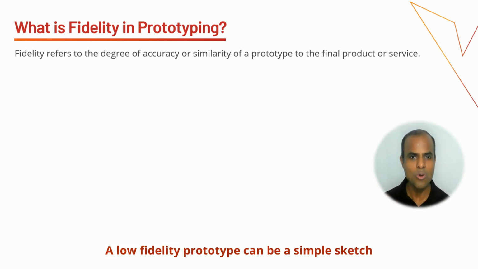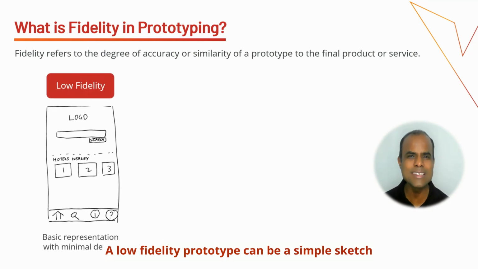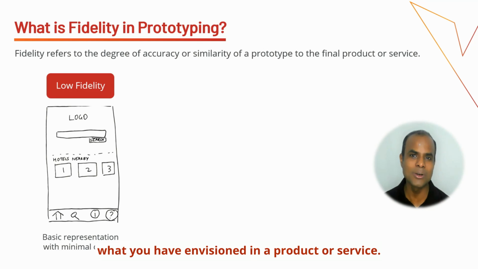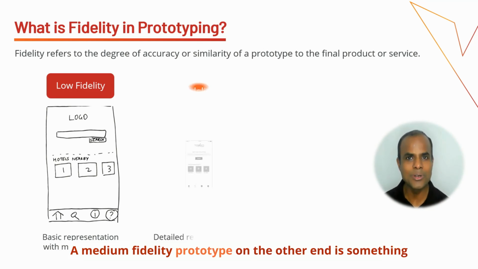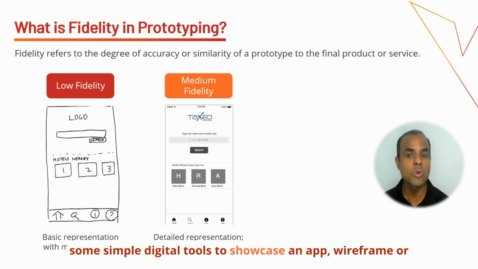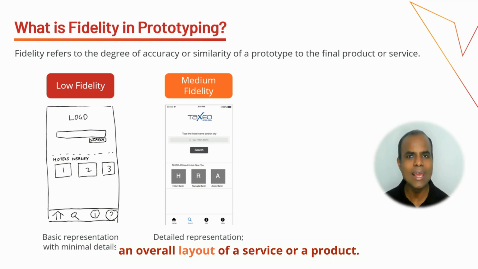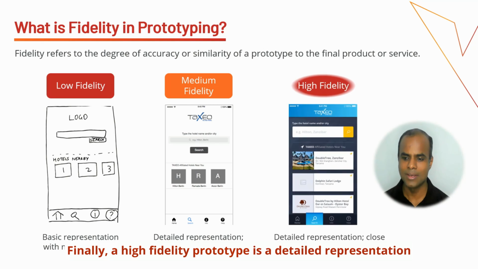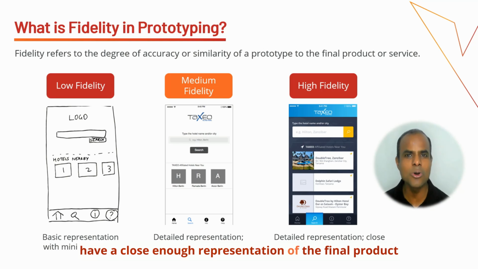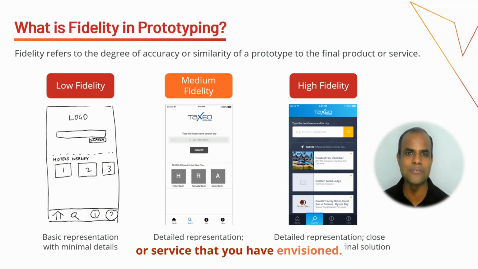Let's take some examples. A low fidelity prototype can be a simple sketch that you do on paper to showcase what you have envisioned in a product or service. A medium fidelity prototype, on the other end, is something that you have created, usually digitally, with the help of some simple digital tools to showcase an app wireframe or an overall layout of a service or a product. Finally, a high fidelity prototype is a detailed representation built with some professional tools so that it will have a close enough representation of the final product or service that you have envisioned.